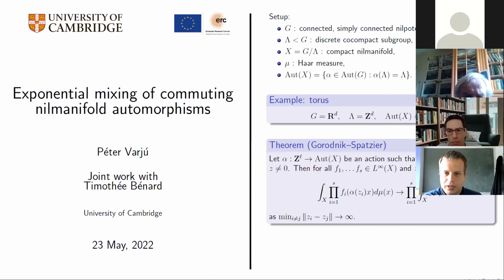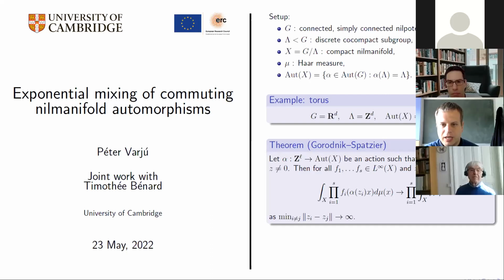Okay, so let me first mention a result of Gorodnik and Spatzier, where they showed that if you look at an action alpha of Z^L, where the action is through automorphisms of X, so each alpha of z is an automorphism, and we need to assume that these are always ergodic, except when z is equal to 0, then this action is mixing of all orders.